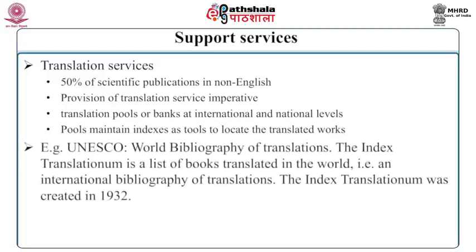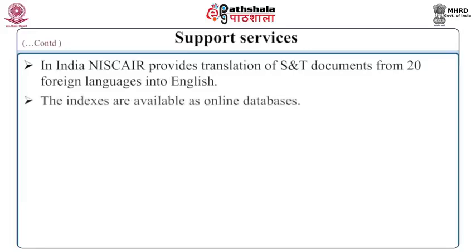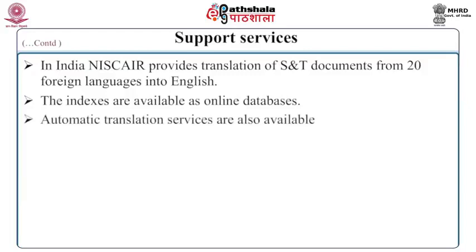For example, UNESCO World Bibliography of Translations. The Index Translationum is a list of books translated in the world. That is an international bibliography of translations. It was created in 1932 and is still going on. In India, NISCAIR provides translation of science and technology documents from 20 foreign languages into English. Of course, it is a demand-based service. If you want, they'll provide. The indexes are available as online databases. Automatic translation services are also available. Now we are having many software available even on the web that translates automatically one language into another language.